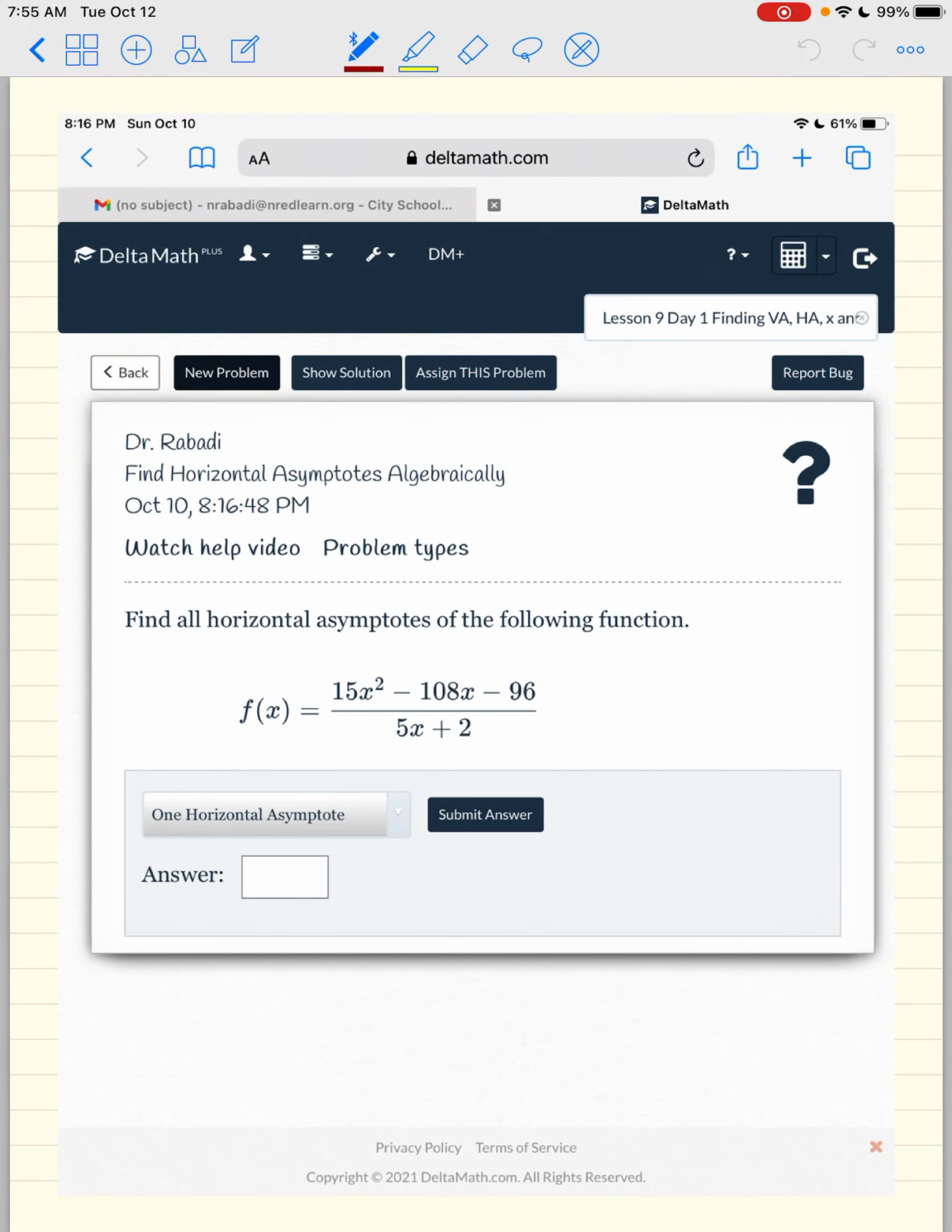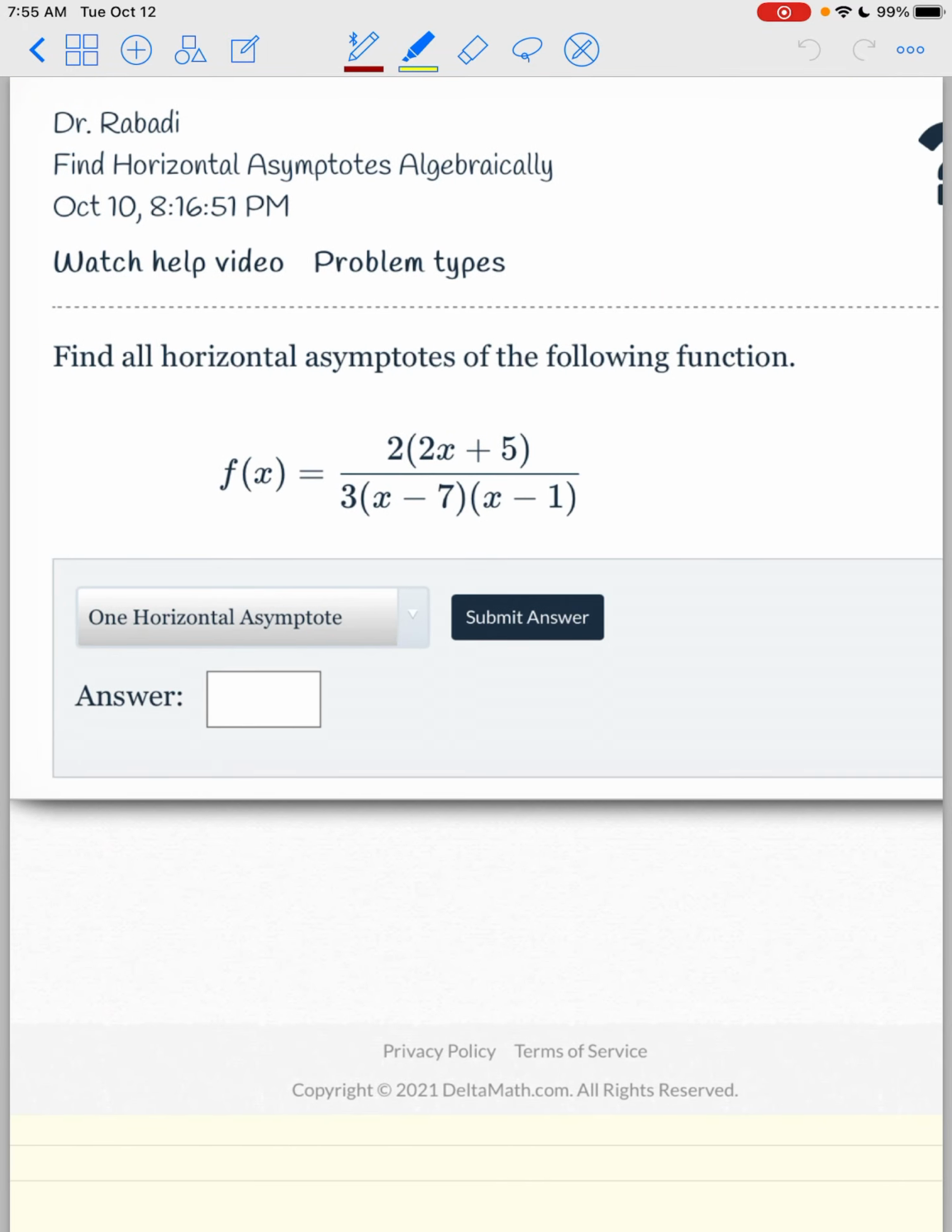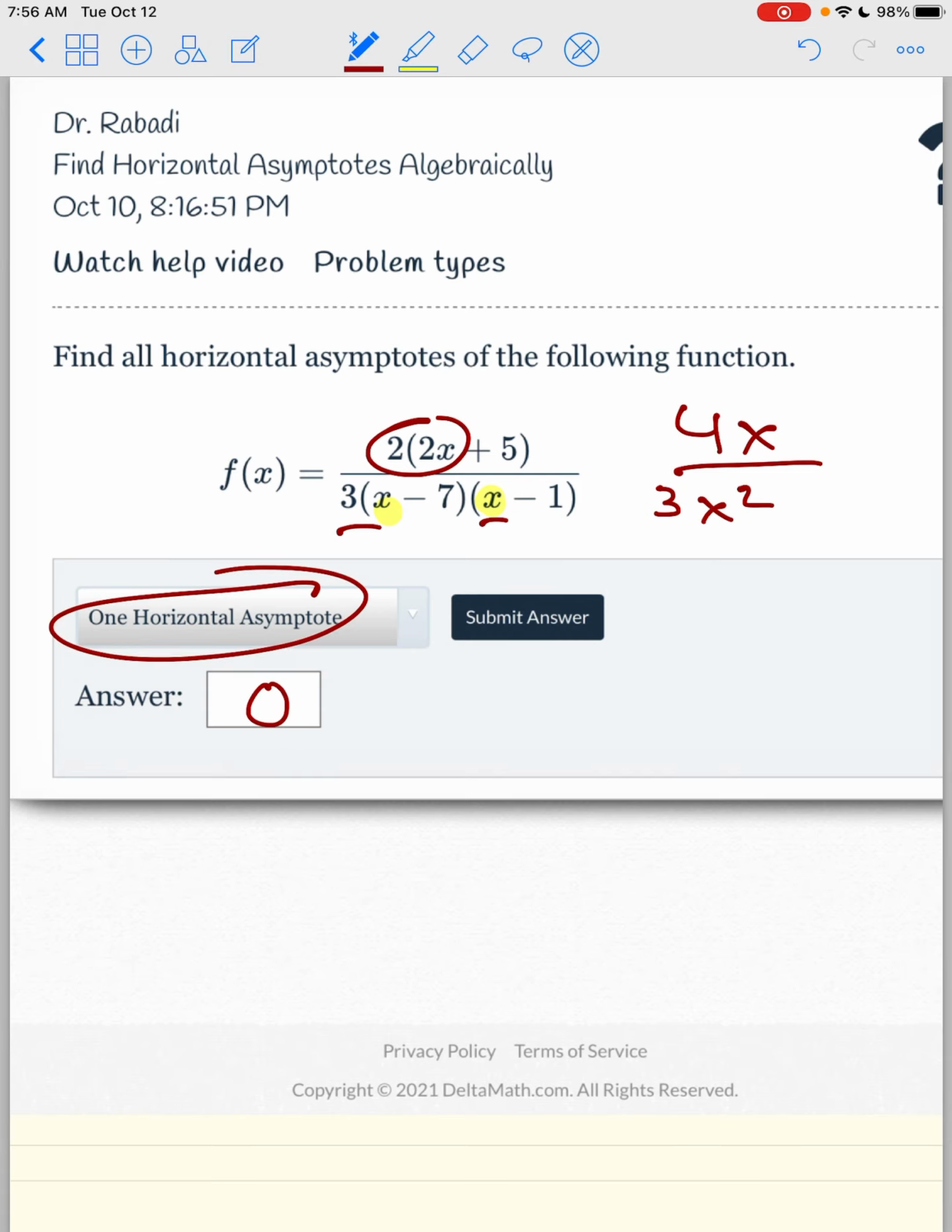What's the horizontal asymptote here? None. Why? Because 15x squared is bigger than 5x. What about here? 3x times x, remember you have to do all of them. There's more on the bottom. There's more x's on the bottom. So the answer is 0. There's y, you have to put y equals 0.